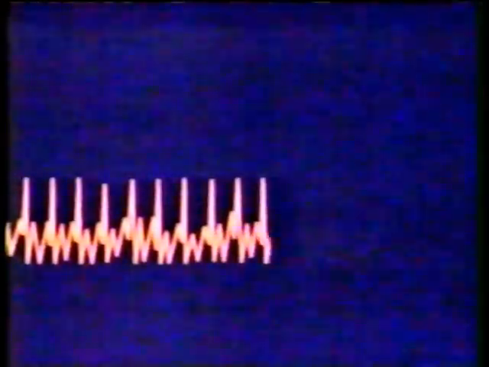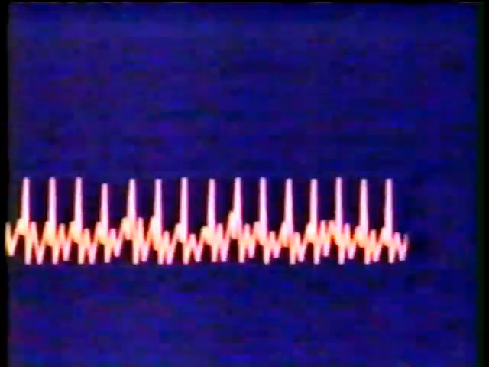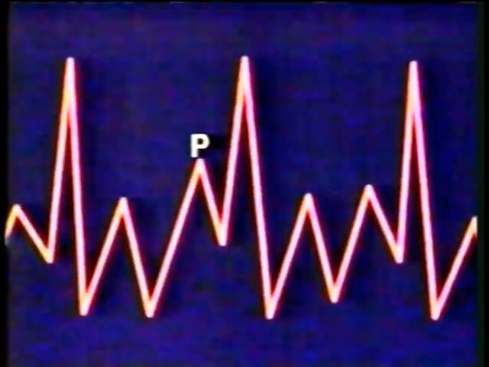This is what it produces. Each beat is a signature of one cycle of the mechanical activity of the heart. It contains a surprising amount of detail. First comes the P wave. That's when the atrium is contracting.